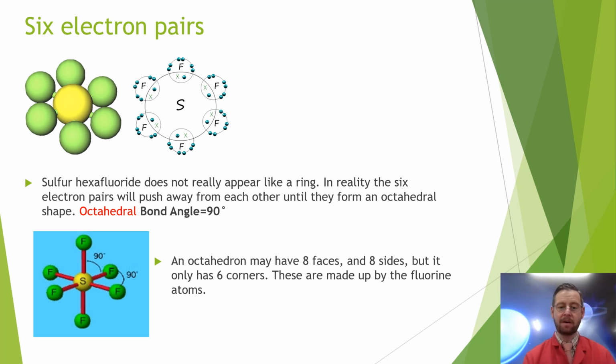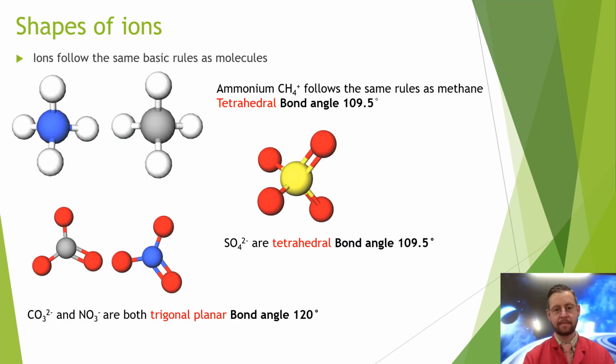Now this forms an octahedral, and this is sometimes a bit challenging for people because people say, well, it's only got 6 corners. How can it form an octahedral? Well, though an octahedron has 8 faces and 8 sides, it still only has 6 corners separated by 90 degrees. You can see that little diagram there. So with things that have 6 identical bonds, it forms an octahedral shape with a bond angle of 90 degrees.